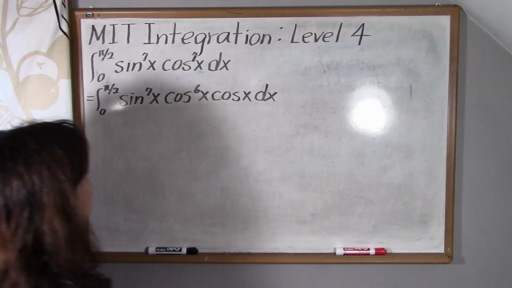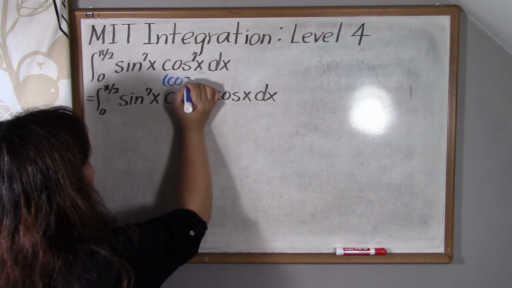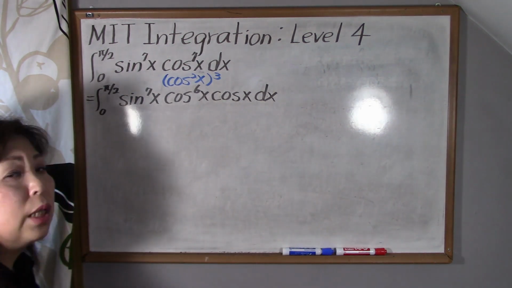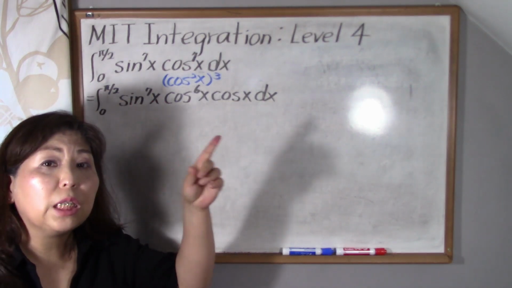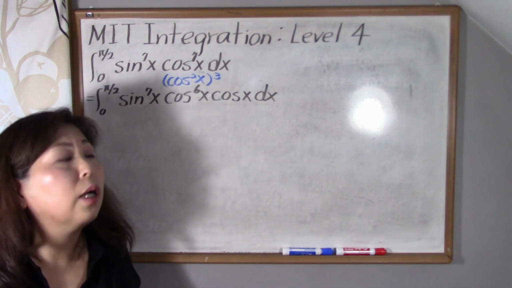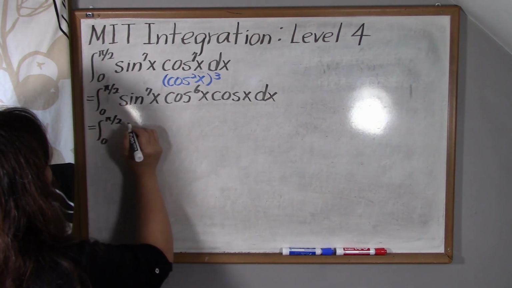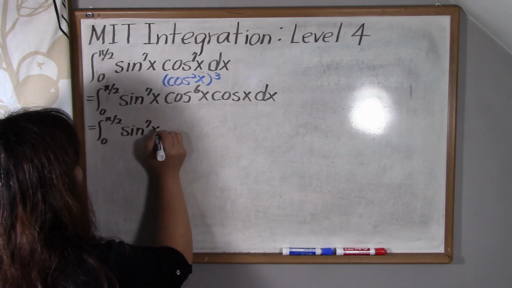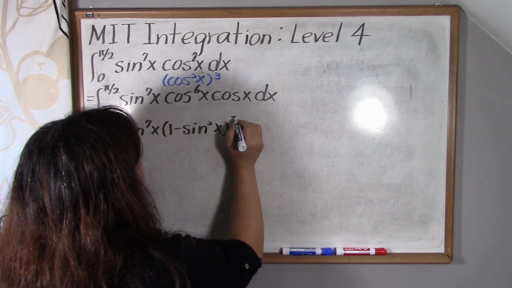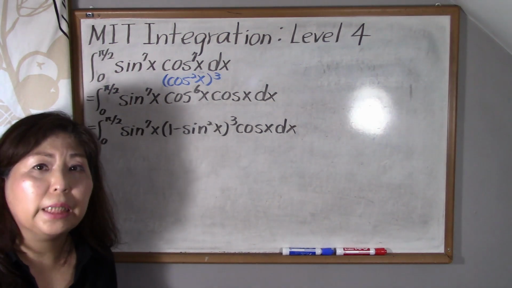So now we have to understand that cosine to the 6th power of x is cosine squared of x, cubed. So basically, we're going to change cosine to sine: cosine squared x into 1 minus sine squared x, because sine squared x plus cosine squared x is equal to 1. So I is equal to the integral from 0 to pi over 2 of sine to the 7th power of x times (1 minus sine squared of x) cubed, cosine x dx. Okay? This is the point.